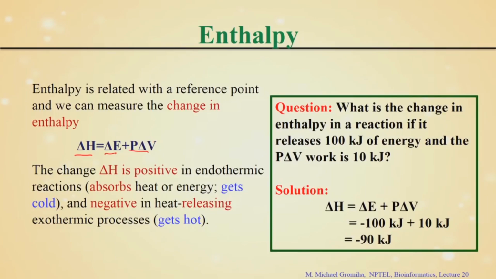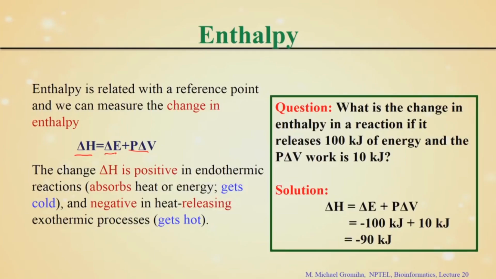If delta H is positive, what does it mean? It is an endothermic reaction, it absorbs heat, and because of this absorption of heat the environment gets cold. If it is negative, it is a heat releasing process, an exothermic process, and in this case the environment gets hot.